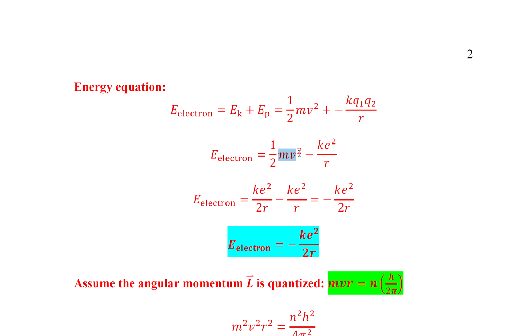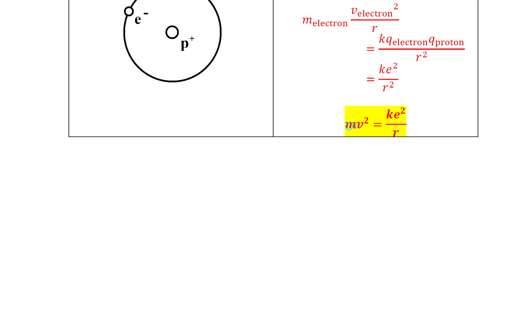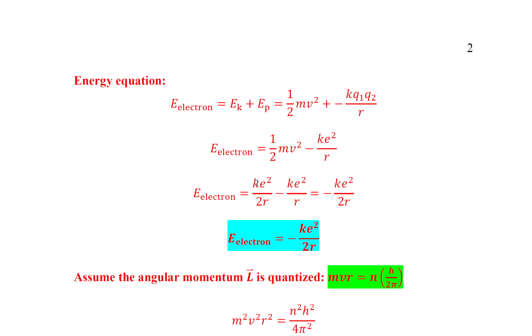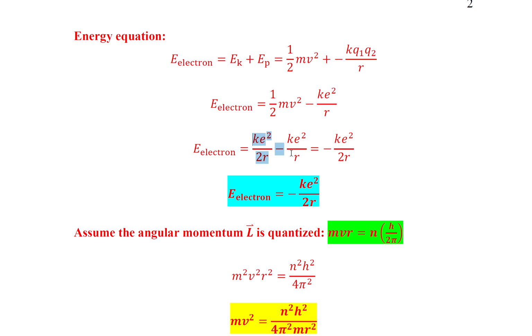What is mv squared equal to? Well, mv squared is here, ke squared over r. So let's substitute that ke squared over r here. And now we have two fractions. If we get the same denominator, we get minus ke squared over 2r. So the total energy of an electron going around a proton in a hydrogen atom is minus ke squared over 2r.